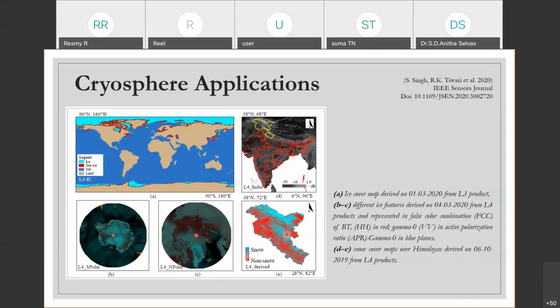Detection of snow cover variation with scatterometer data. Snow is a key climatic index, with a direct impact on the global heat budget and planetary albedo. We know that snow reflects more of the incoming solar radiation. So if we remove the snow cover from the globe, what will happen?